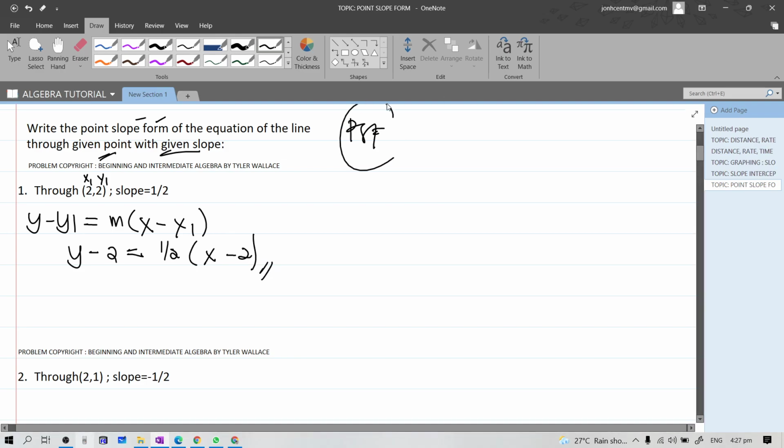Remember that point slope form. Dun sa previous video na slope-intercept form, dun tayo nag-y is equals to mx plus b. So, sinimplified pa natin to. But then, PSF ang kailangan, point slope form. So, ito na yung ating sagot.